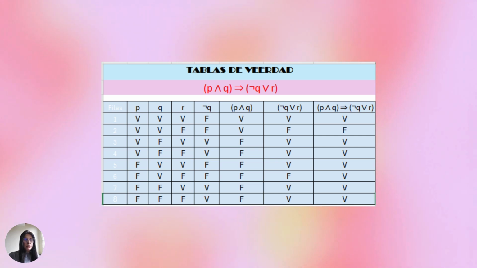The same is going to be for Q, but in this case it's going to be true, true, false, false, true, true, false, false. And at the end, the R column is going to be true, false, true, false. The same as this.